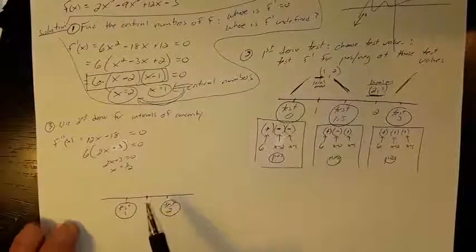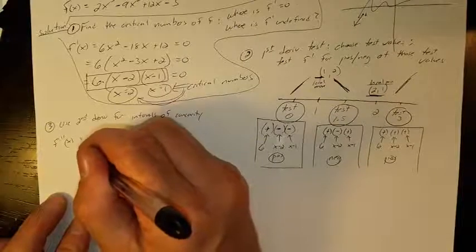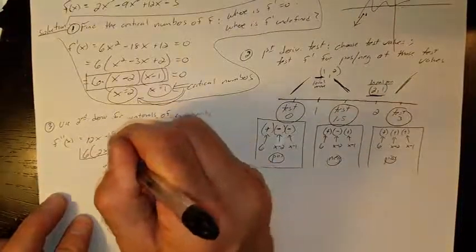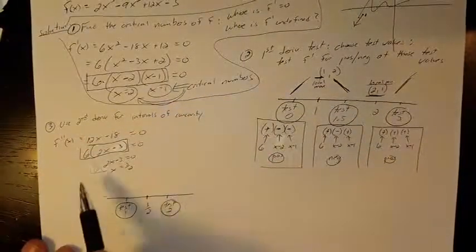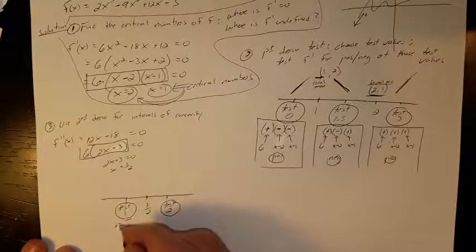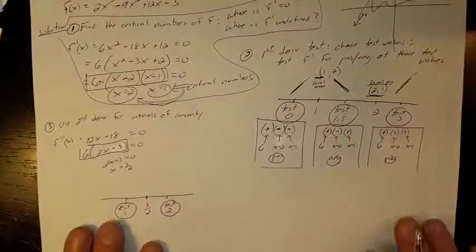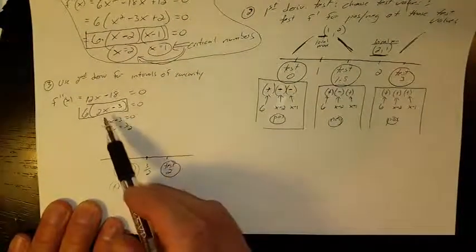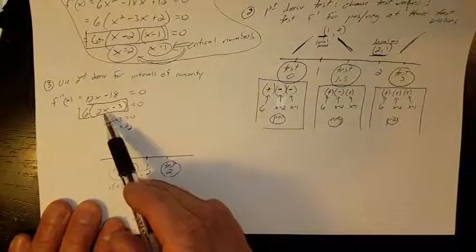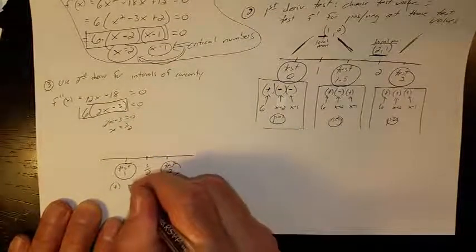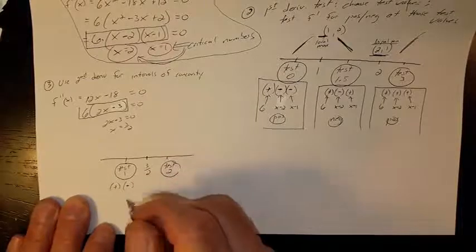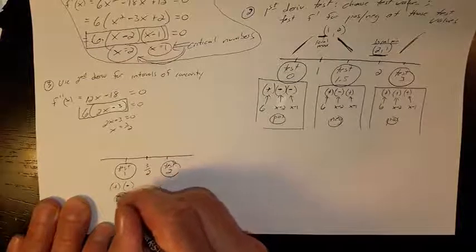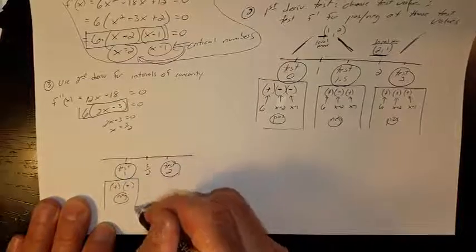Now I'm going to stick these values into the factored form of the second derivative, and this is going to tell me about concavity. So the 6 is positive. Let me slide that up a little bit more. When I stick 1 into this, 2 times 1 is 2, 2 minus 3 is negative. Positive times a negative is negative. So this gives me the conclusion.